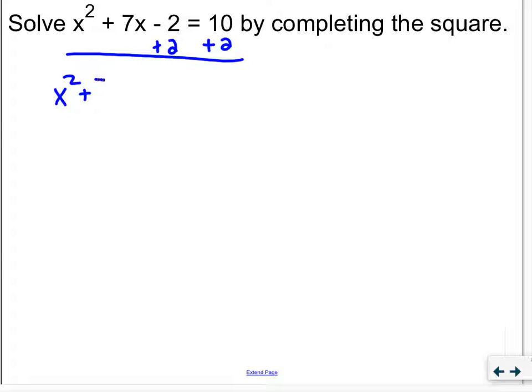X squared plus 7x. There's my blank space, baby. I'll write your name. No more Taylor Swift, I know.